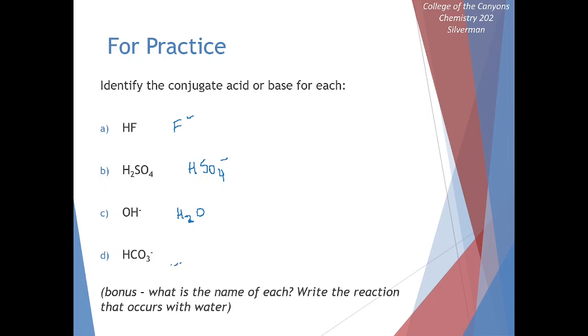Lastly, we have bicarbonate. This is amphoteric. It can be either an acid or a base. If you want to have bicarbonate as an acid, we can have carbonate as its conjugate base. Or if you want to have bicarbonate as a base, we can have carbonic acid as its conjugate acid.